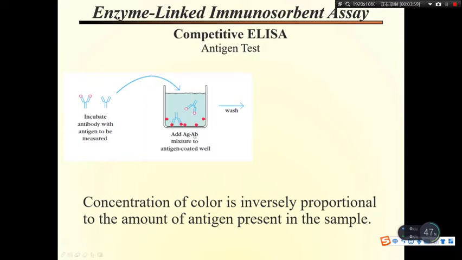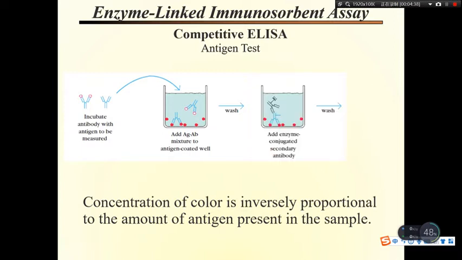The antigen-antibody mixture is added to the walls, which are coated with the same antigen. After incubation, the unbound antibody is washed off. The more antigen in the sample, the more primary antibody will bind to the sample antigen. Because the antigen-antibody complex can't bind with the antigen coated on the walls, there will be a smaller amount of primary antibody available to bind to the antigen coated on the wall.